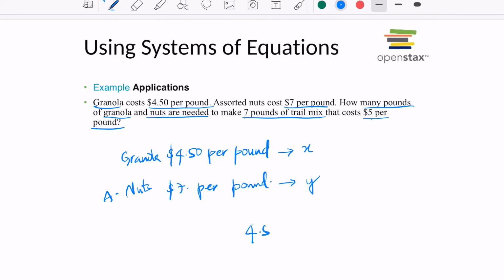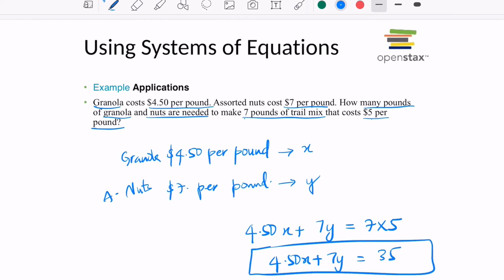So 4.50X plus 7Y must be equal to 7 pounds of trail mix at $5 per pound. So 7 pounds for $5, so you have 4.50X plus 7Y equals 35. This is the equation that we have made. Now they are asking us to find the value of X and Y each. So we have to solve for X and Y and find the value of each of them.